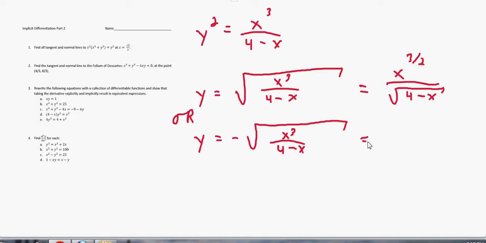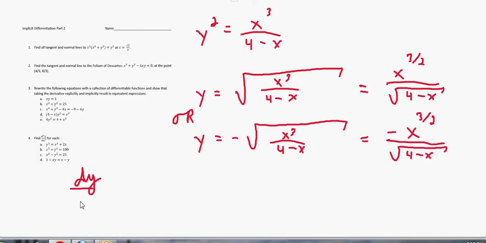And this is going to be negative x to the 3 halves over the square root 4 minus x. So when we derive them, they should be the same exact thing, except for one's going to be negative, one's going to be positive. So we can do that real quick.